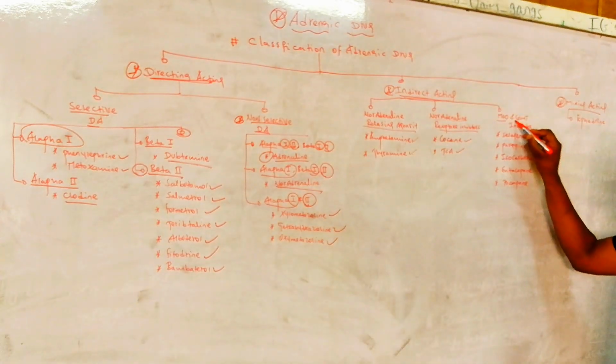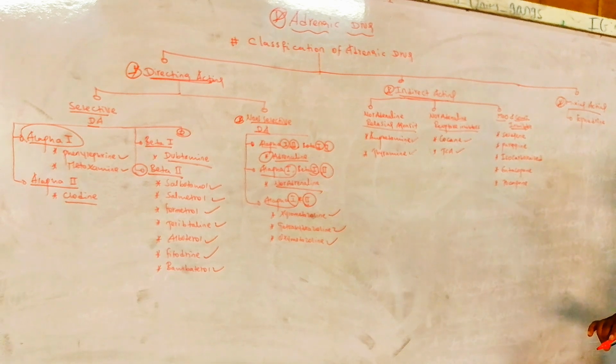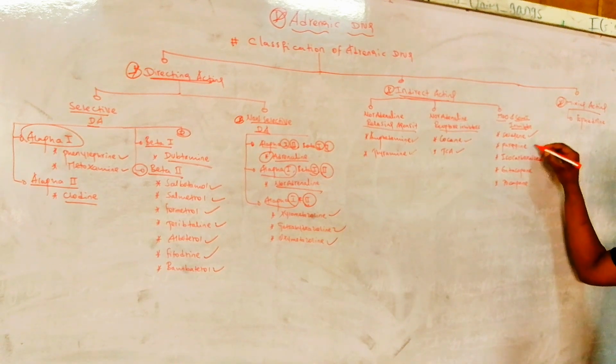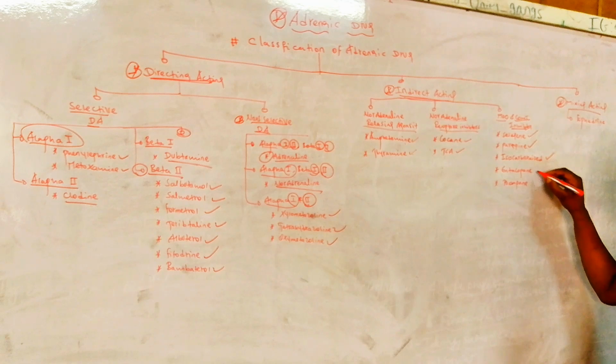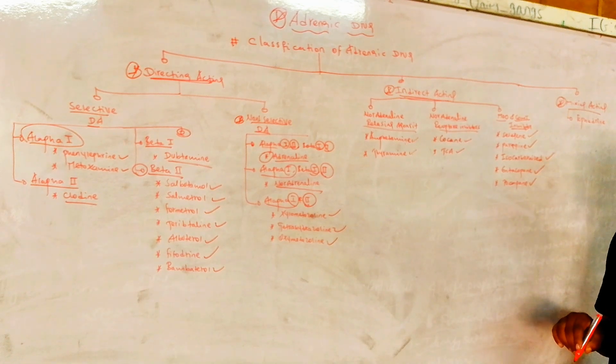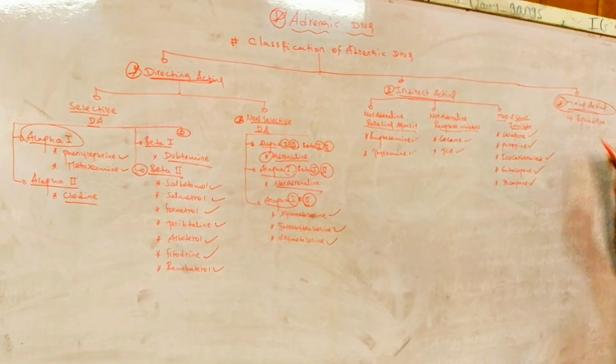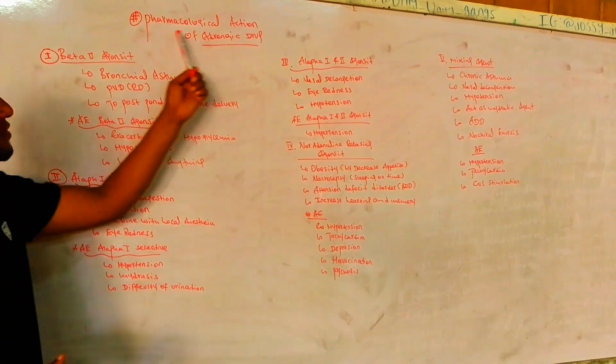The third one is MAO and COMT inhibitors, which inhibit the enzymes monoamine oxidase and COMT. The drugs are selegiline, pargyline, isocarboxazid, entacapone and tolcapone, which we call MAO and COMT inhibitors. The third classification of adrenergic drug is mixed acting. That means they work as both direct acting and indirect acting. The adrenergic drug that combines both activities is called ephedrine.